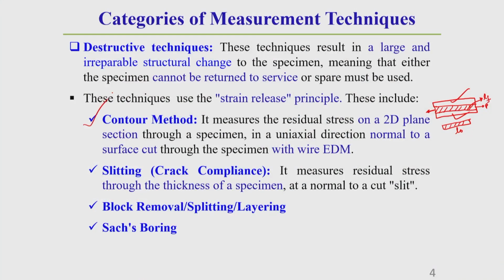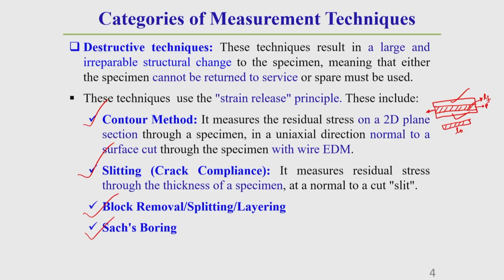There are different types of destructive residual stress measuring techniques. One is called the contour method, another is the slitting method, another is the block removal, splitting or layering method, and another is the shaft boring technique. By these we can measure the residual stress, but we have to destroy the structural integrity, that means we destroy the specimen. This you should keep in mind. The details of this methodology I will discuss in subsequent slides.